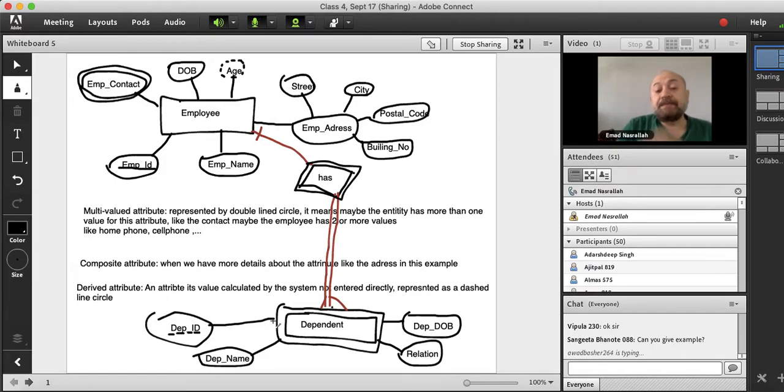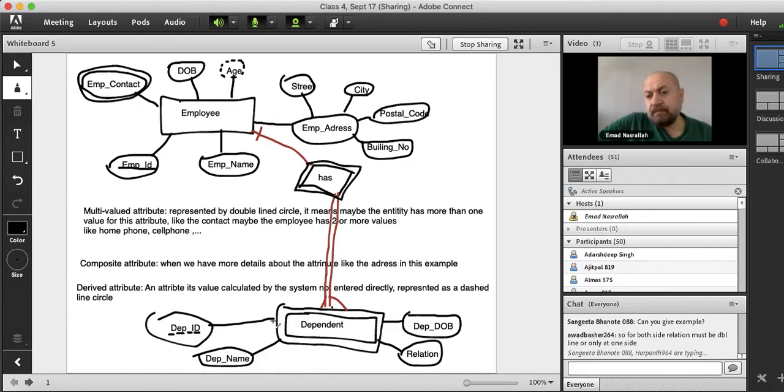Here in this example, maybe we don't have one, but we can have another example. Yes, I'll give you an example. For both sides, just the weak entity has to be double-lined. The owner entity is not double-lined. If we make it double-lined, it will be weak. And if it's weak, it needs an owner, and so on.